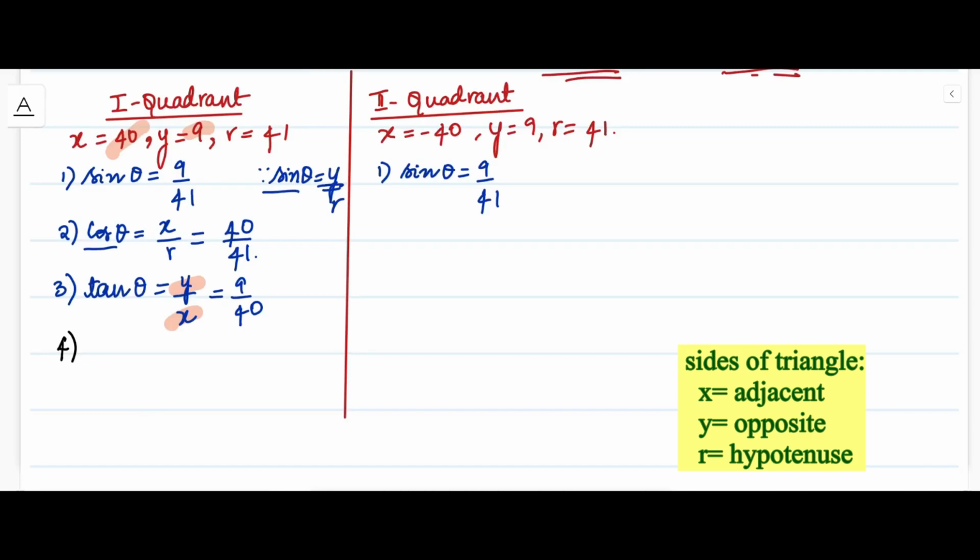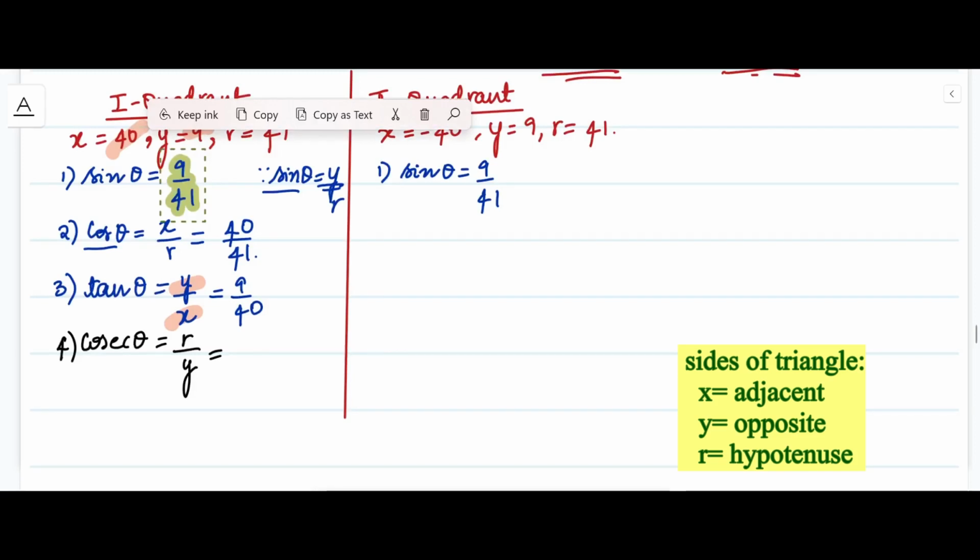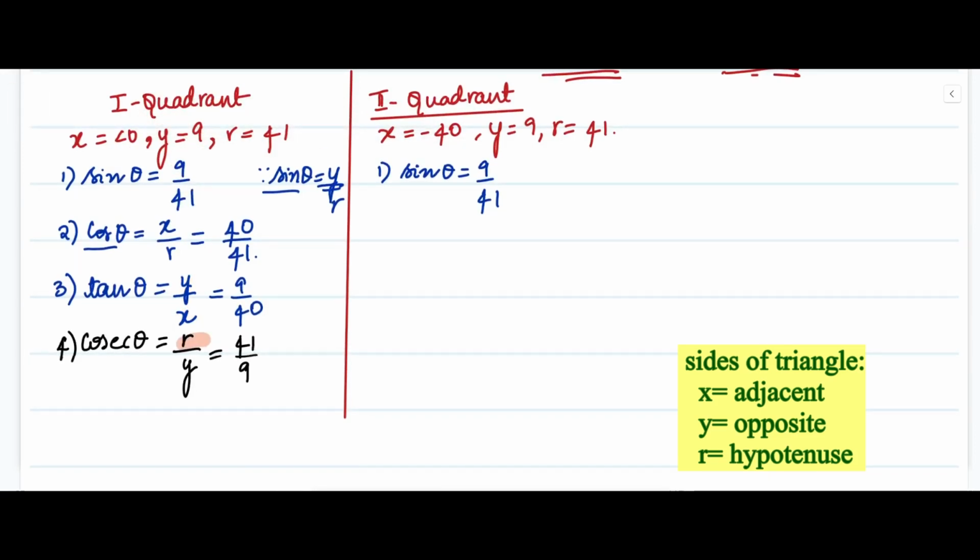Next three trigonometric functions are the reciprocal of the previous three trigonometric functions. First one will be cosecant theta, whose definition is r divided by y, which is the reciprocal of sin theta, that is y divided by r. Directly we can write the reciprocal of sin theta, that is 41 divided by 9. The value of r is 41 and the value of y here is 9. So it is 41 by 9.